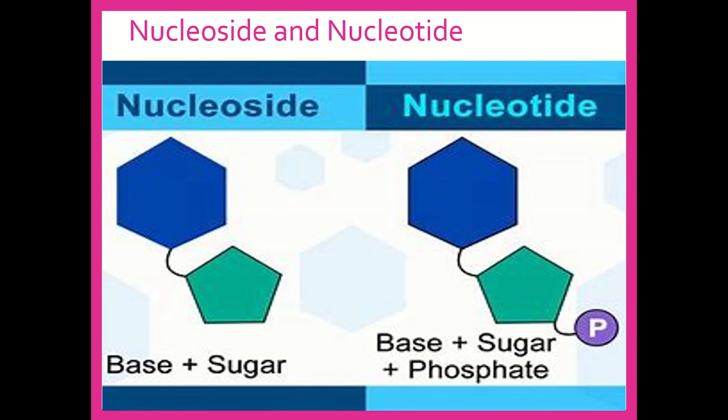Now this is about nucleoside and nucleotide. Now what difference are you seeing here? In nucleoside there is only base and sugar, that is only nitrogenous base and sugar, and in nucleotide what you are seeing here, there is nitrogenous base plus sugar plus phosphate.